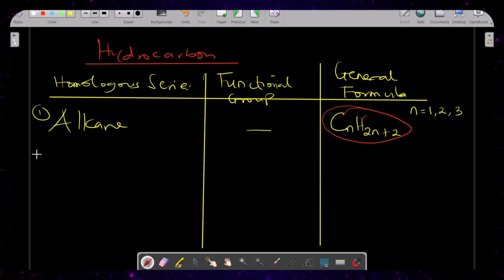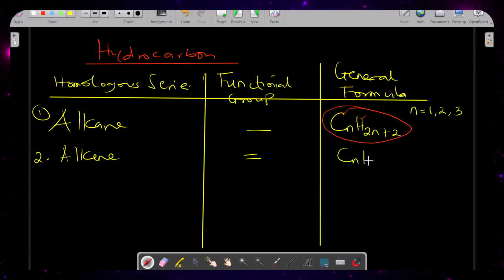So the second one we're going to talk about is what we call the alkene. Alkene has what we call a functional group of what? Double bond. So if you want to identify your alkene, you use your double bond. So the formula for alkene is going to be CnH2n. That is for alkene.